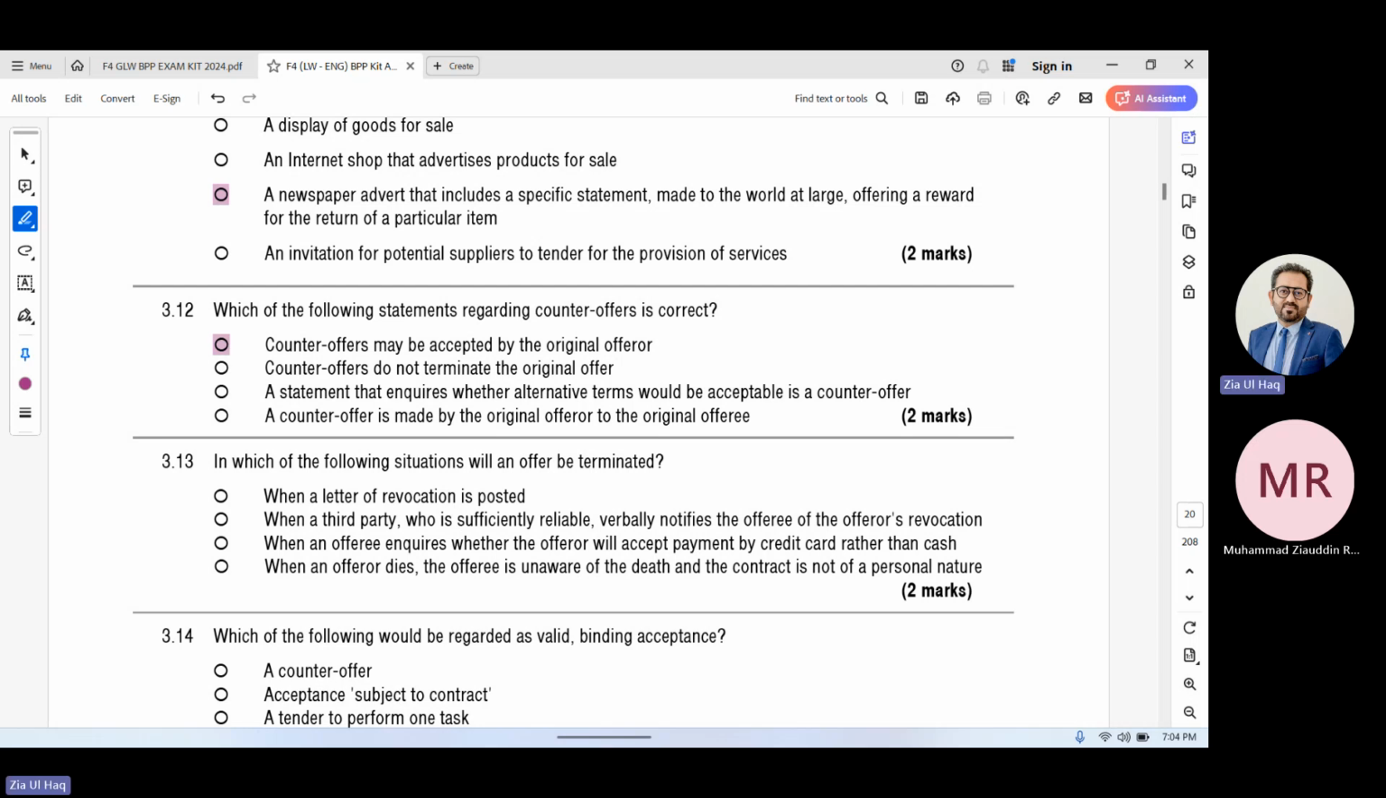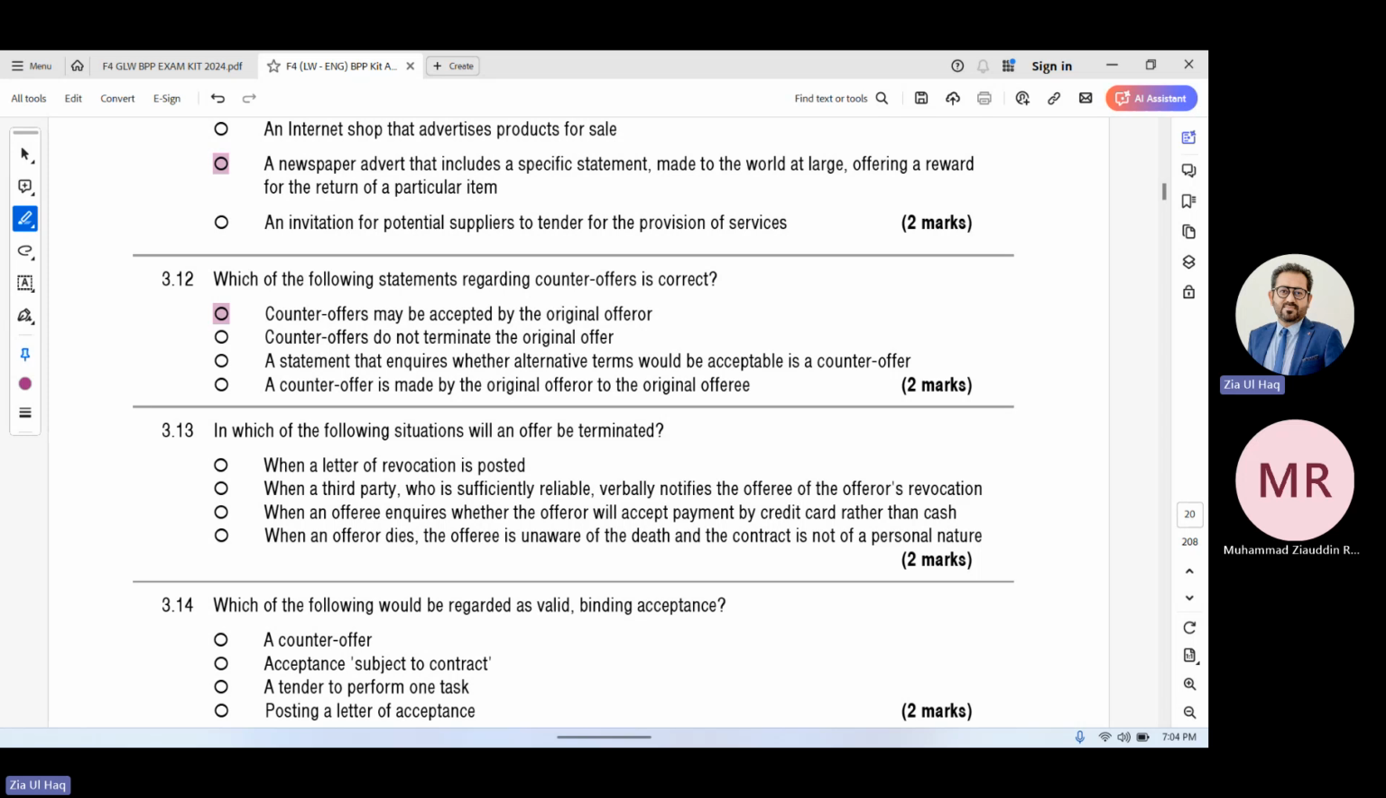Counter offer does not terminate the original offer. No, counter offer terminates the original offer. A statement that inquires whether alternative terms would be acceptable in a counteroffer. No, in a counteroffer, he is making an offer. He is not asking whether we can do it like this, no. Because in case of counteroffer, the first is finished. Now you cannot further negotiate. A counter offer is made by the original offeror to the original offeree. No, it is made by the offeree to the offeror.